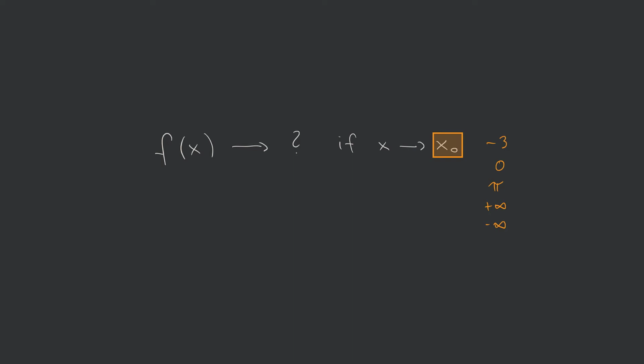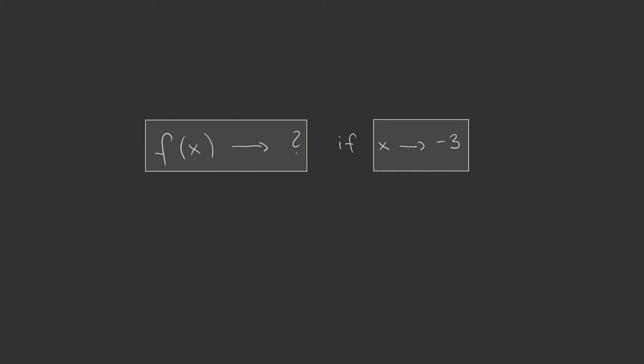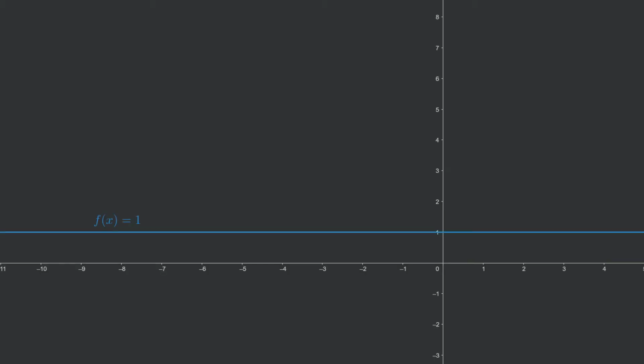So let's pick one specific example, like -3. We would like to know how the function values of f behave when we let x tend to -3. Let's start with very simple examples. That is the constant function f of x equals 1. What happens to its function values if x tends to -3? Well, obviously they are 1 and stay 1. So the limit of f of x if x tends to -3 is 1.